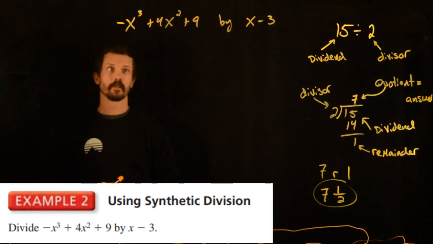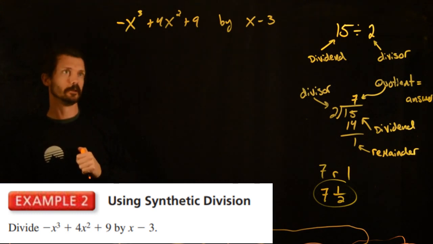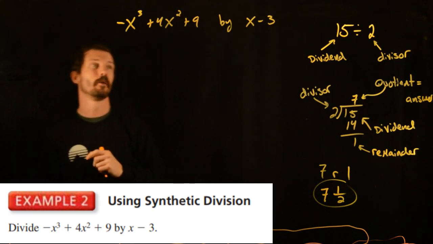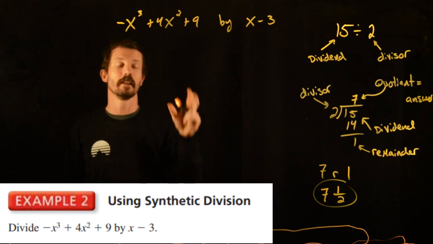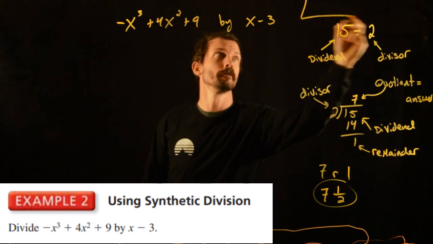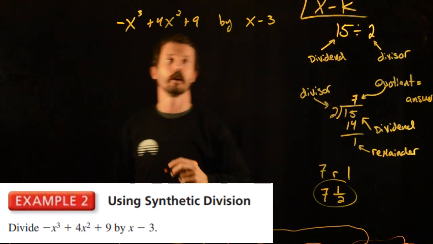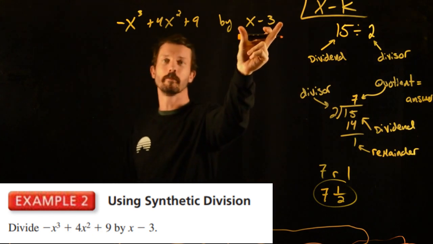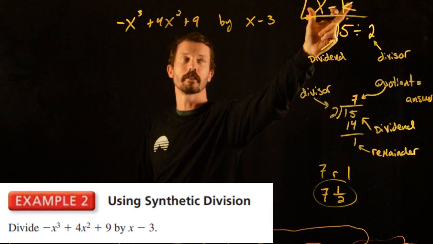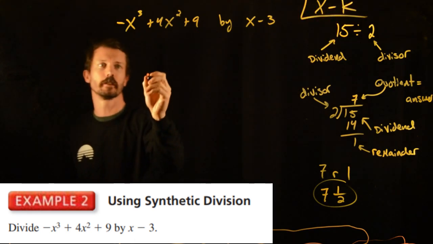Alright, in this example we have a polynomial function, and we're going to use synthetic division to divide. We're going to do negative 3x plus 4x squared plus 9, and we're going to divide by x minus 3. Now, we can only use synthetic division when the divisor is in the form x minus k. That basically needs to be a binomial like this, so that's the general form. That's the first thing we look at, and it is like that, so I can use synthetic division.